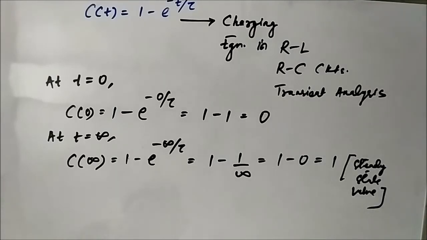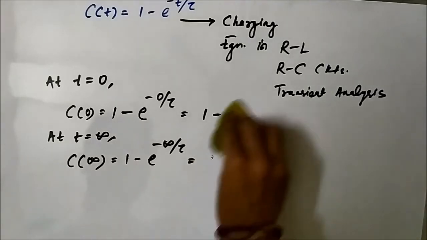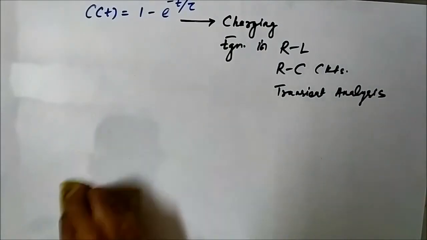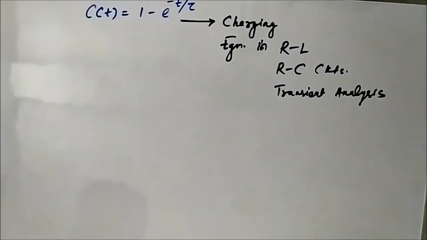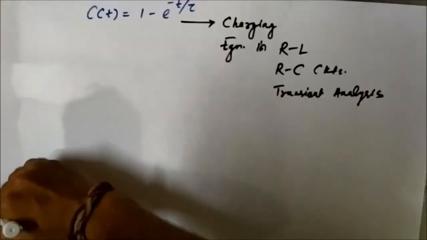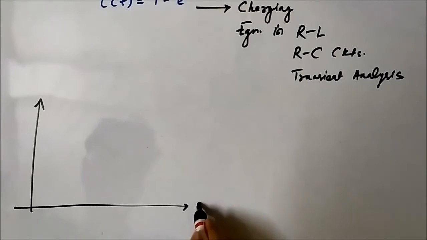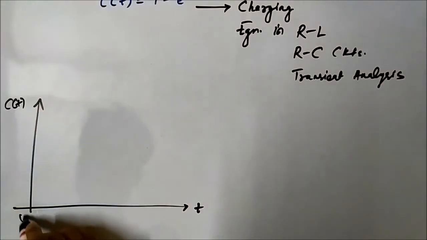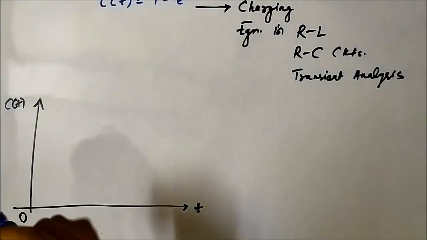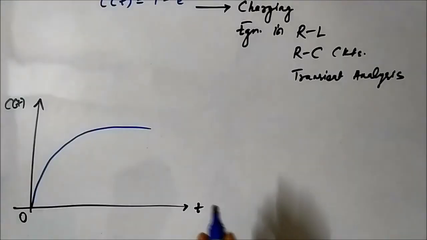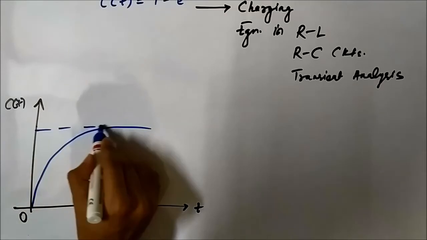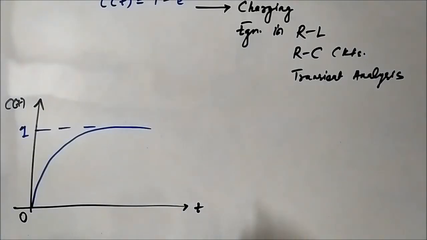If we try to plot the output response of the first order system, it will look something like this. This is the axis. This is C(t) and 0. It will look something like this, and at steady state it is equal to 1. So this is the output response of a first order system to unit step input.